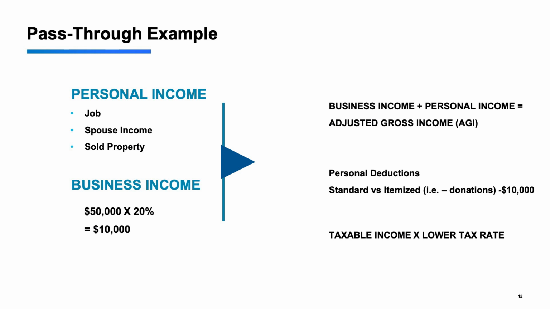We add up our business and our personal income, and that gives us our adjusted gross income. Now we subtract our personal deductions, our itemized or a standard deduction, and our 199A deduction of $10,000. That helps us come up with taxable income, which we just multiply by that lower tax rate.